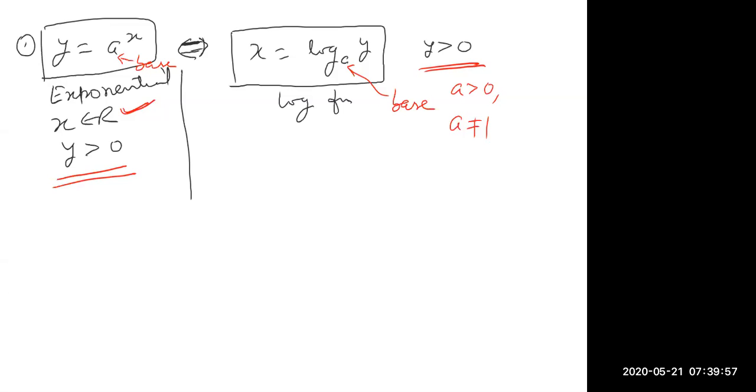Now there is some confusion. In this case, a can be 1, so why is a not 1? The reason is if a is 1, this becomes a constant function. Because if a is equal to 1, y is equal to 1 raised to power x is equal to 1, which I don't want because I want all values.